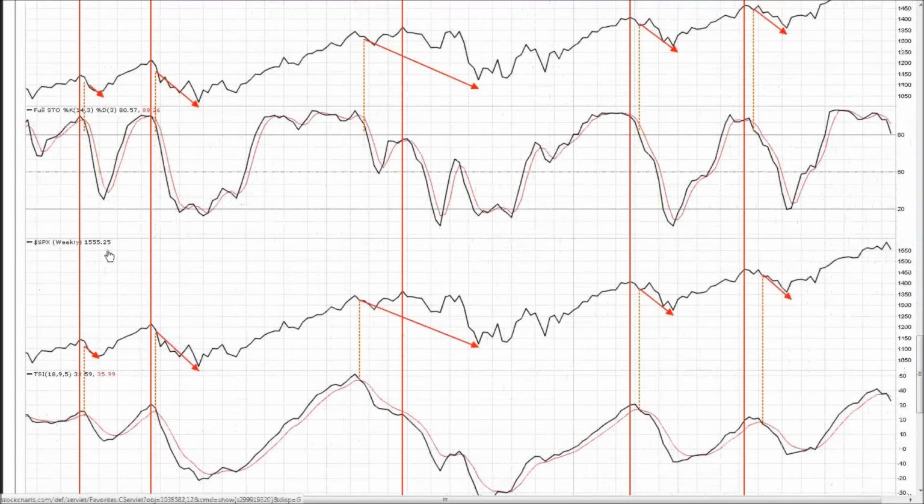If we look at full stochastic, where are we now? We've got full stochastic for the ratio of stocks relative to bonds falling. We've got a bearish cross, black below red, and we're approaching 80. So let's see what happened in similar circumstances when we were approaching 80. Approaching 80 here, stocks corrected. Close to the 80 bar, our horizontal line here, eventually a correction followed. Very close to 80 here, stocks corrected.